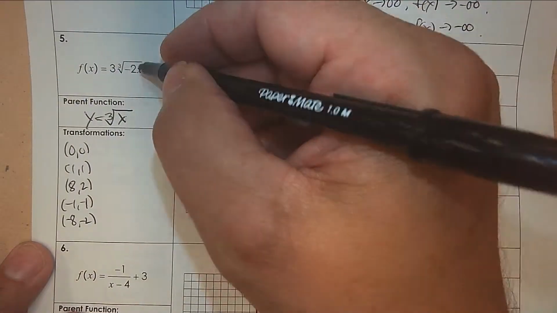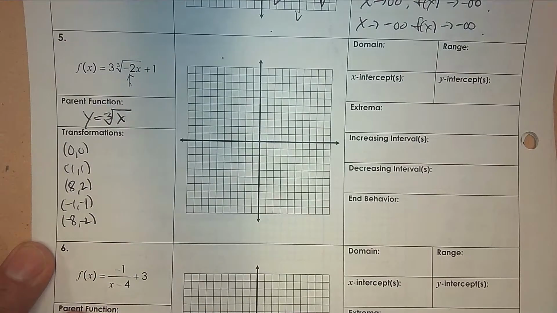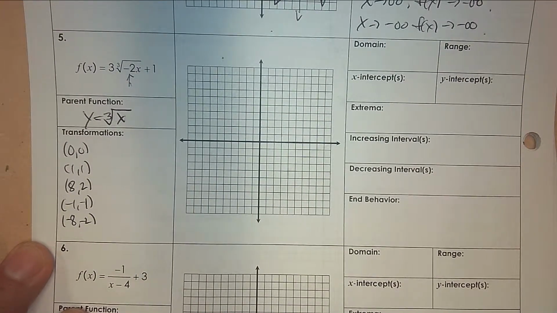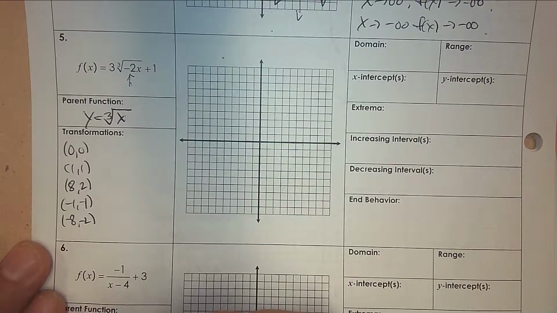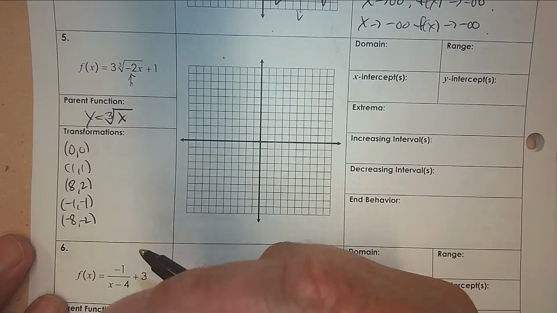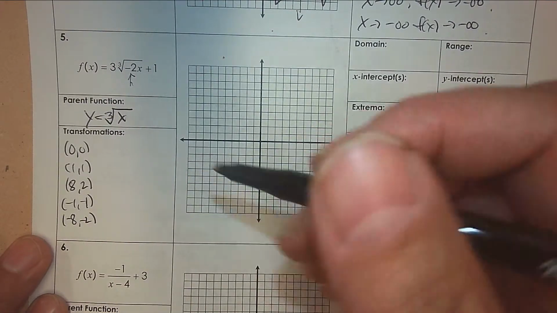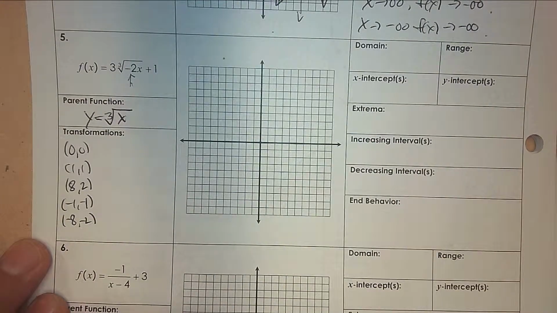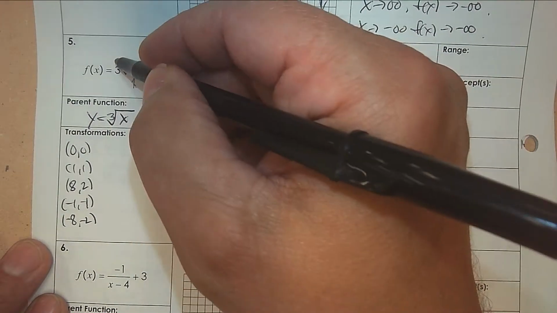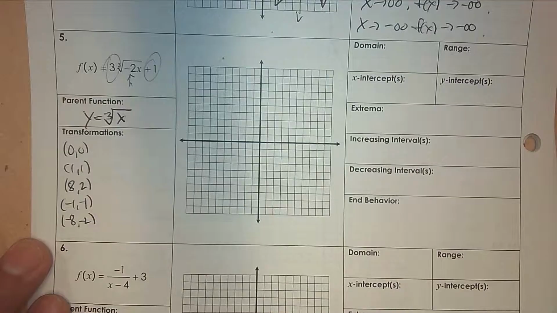So inside, I see negative 2. So that's going to be a reflection over the y-axis. And the 2, we're actually going to divide it by 2. So it's a half. So it's going to be a horizontal compression. So it's going to be pushed in a little bit. And then the 3 is a vertical stretch. And the plus 1 means everything's going up 1.